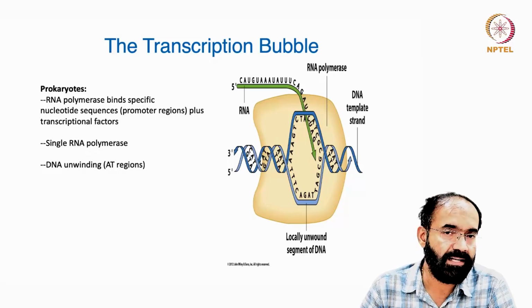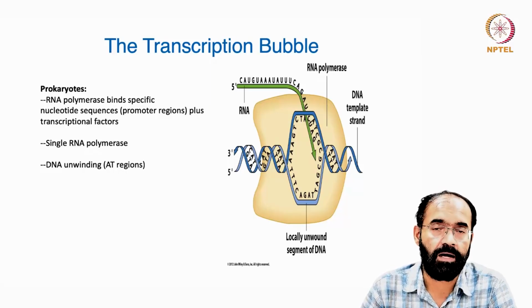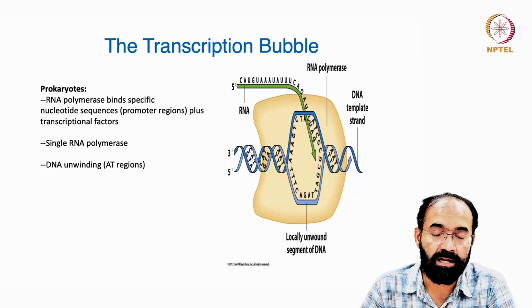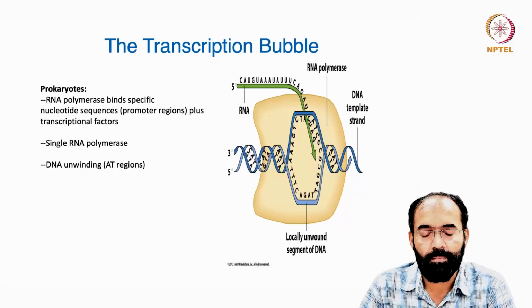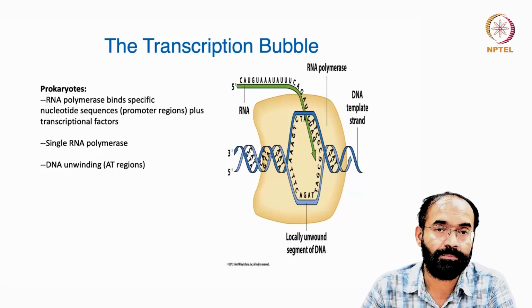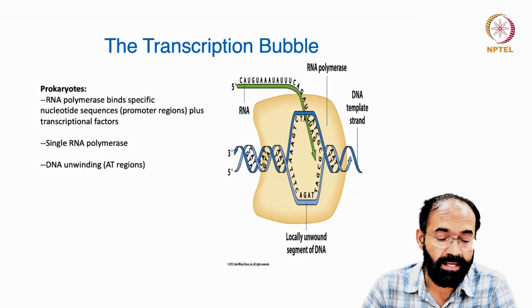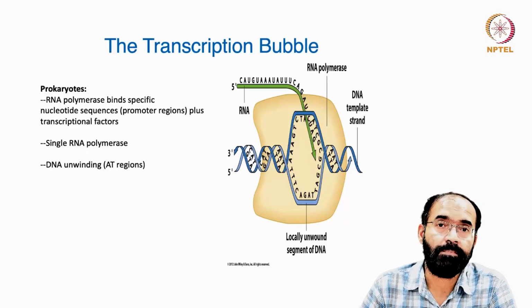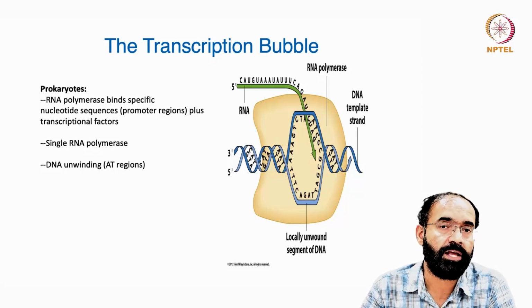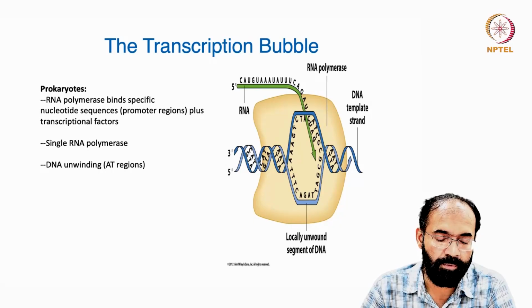We will see more in detail about the gene regulation, how the various protein factors are contributing to the gene regulation. But for the time being, we are understanding the basics of transcription in a prokaryote, and a single RNA polymerase is important. That means in eukaryotes it may not be single. That is why in prokaryotes we use the word single RNA polymerase. We will see that later about the eukaryotic transcription.